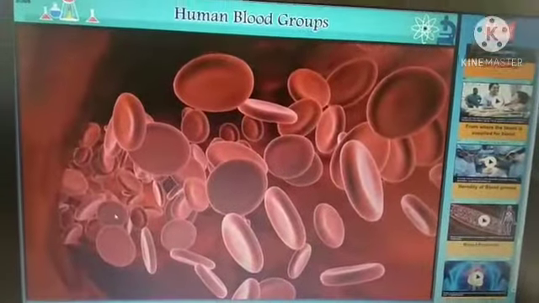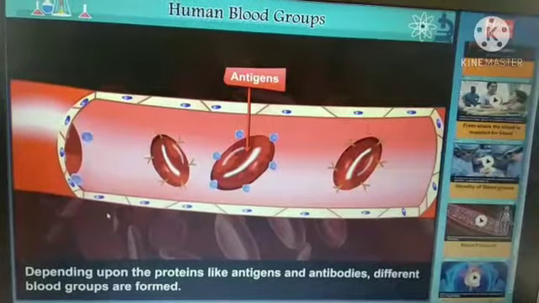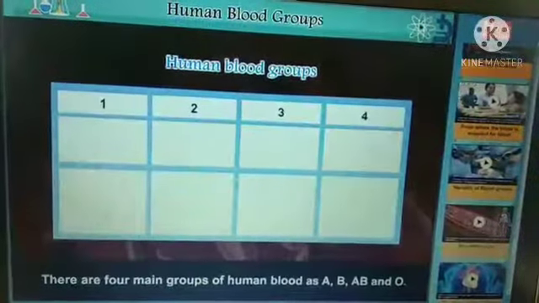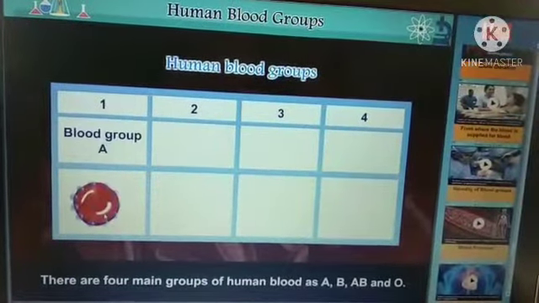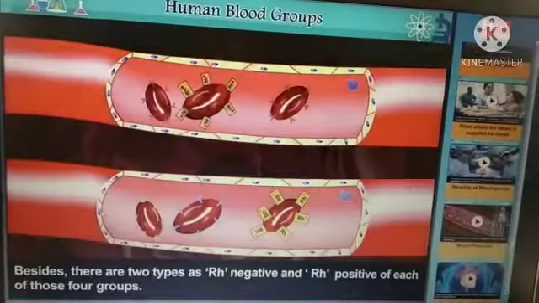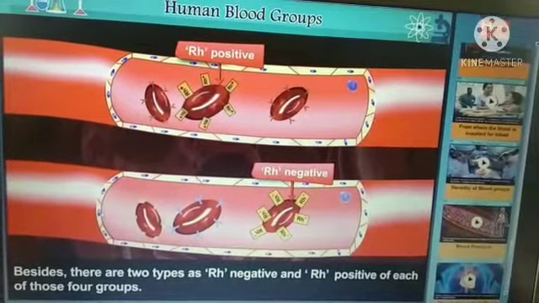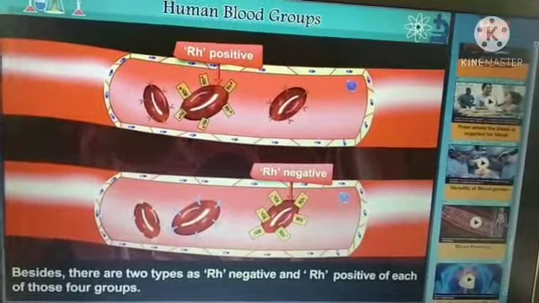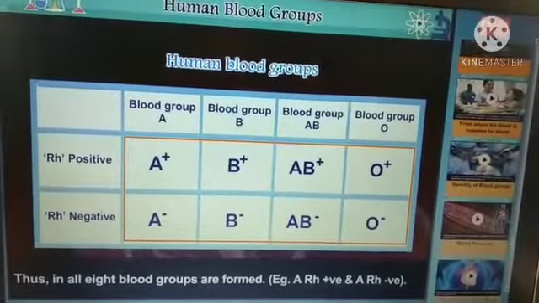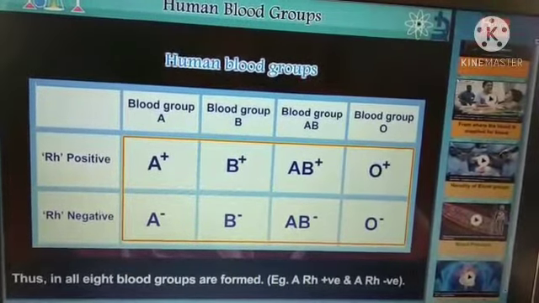Depending upon the proteins like antigens and antibodies, different blood groups are formed. There are 4 main groups of human blood as A, B, AB and O. Besides, there are 2 types, Rh negative and Rh positive, of each of those 4 groups. Thus, in all 8 blood groups are formed. Example, A Rh positive and A Rh negative.